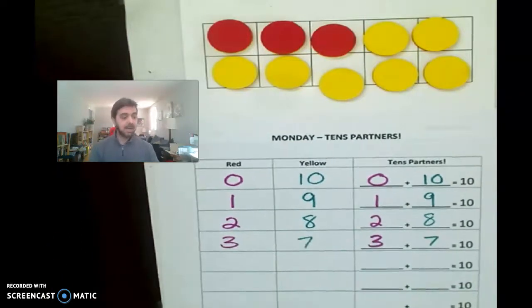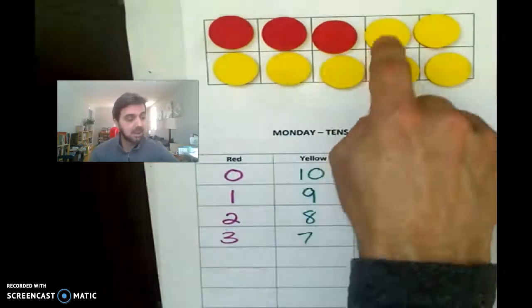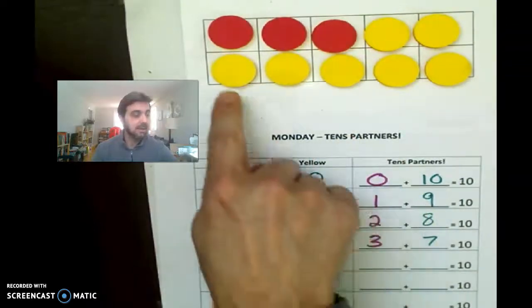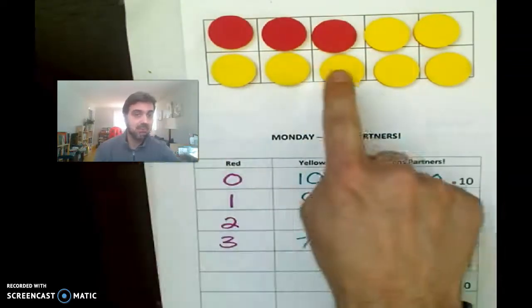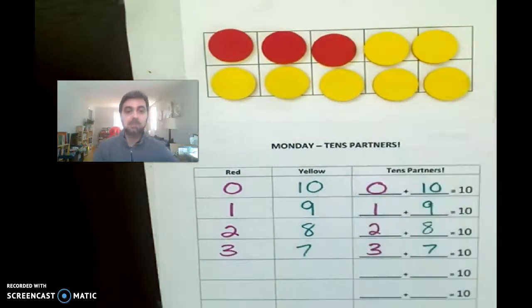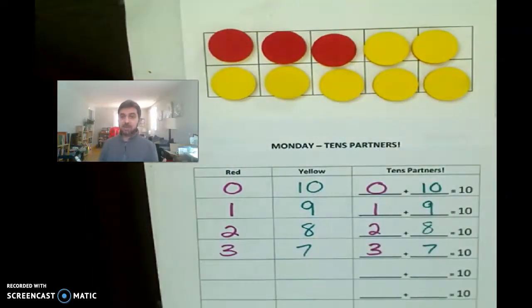All right, did you get what I got? Which is 7 yellows. Right? 1, 2, 3, 4, 5, 6, 7. Or you could think of it as 5, right? This row is 5, 6, 7. Okay? All right, so 3 and 7 is another pair of tens partners.